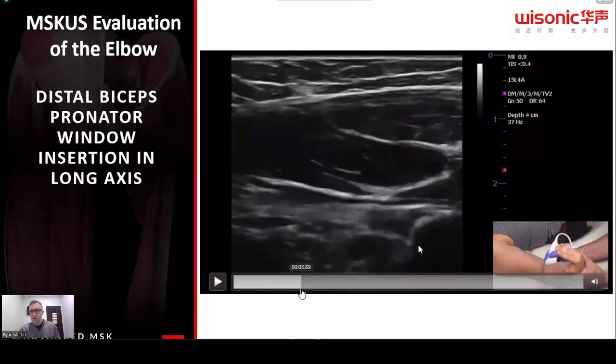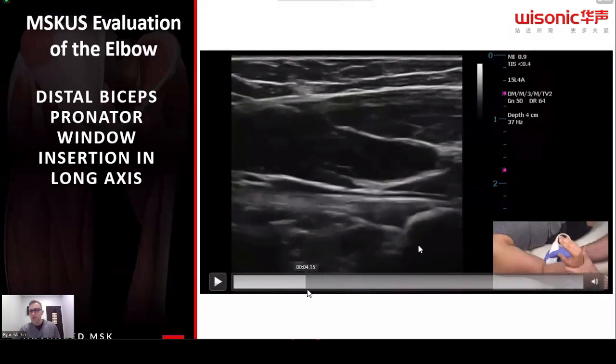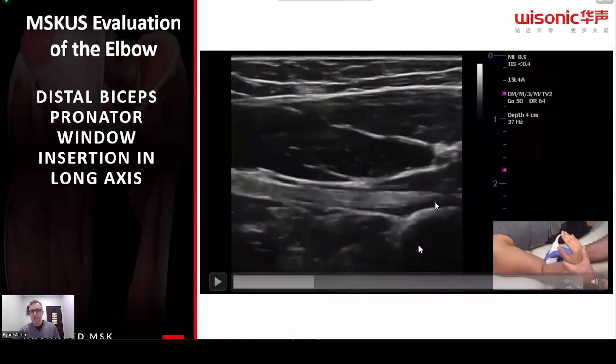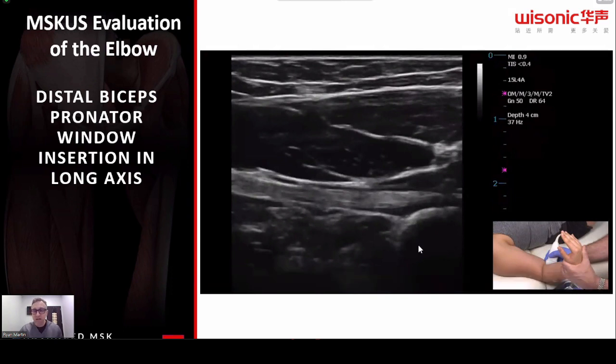Now you can see on the video, Colin is doing a little pronation and supination of the wrist to make sure that we are truly seeing that radius rotate and this tendon being tethered and pulled back and forth. It's also a good test to see if there's any partial tears or any disruption to the fibers themselves. But mostly it's important to see if you're on the right structure.